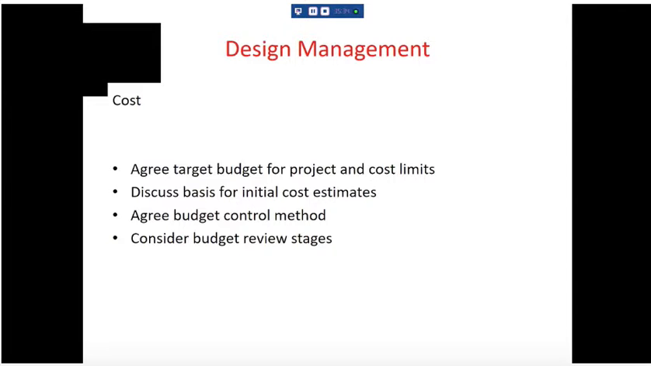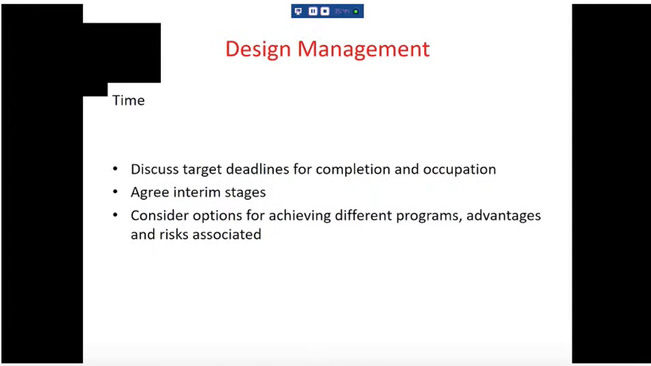So budget review stages is the thing I've just described. Budget control method, there's different ways of working out or guesstimating what the building's going to cost, and we'll come on to those in a minute. So then we've got time. It's obvious that you've got a deadline for completion. That might not be the same date as occupation.